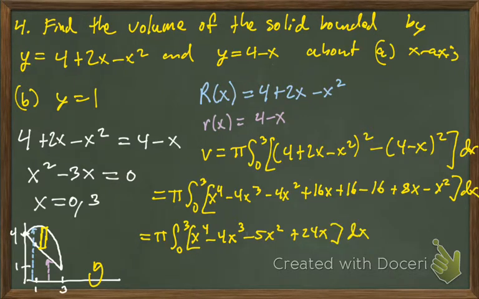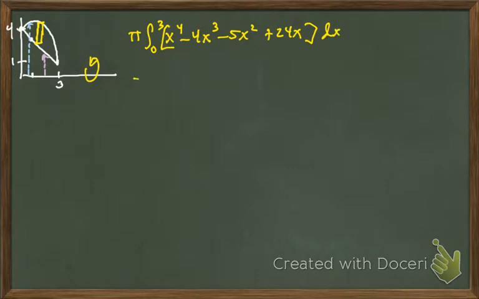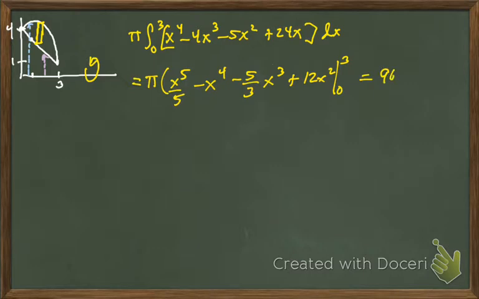So we'll go ahead and go on to the next page because we're out of real estate here. So go ahead and redraw, rewrite, and integrate. And so we pretty much just need to do the power rule. So x to the 5th over 5 minus x to the 4th minus 5 thirds x cubed plus 12x squared. And we're going to evaluate that from 0 to 3. And that's going to be equal to 96.133. And then we could say square units or units squared or whatever. No, not units squared. Units cubed, because we're talking about a volume.